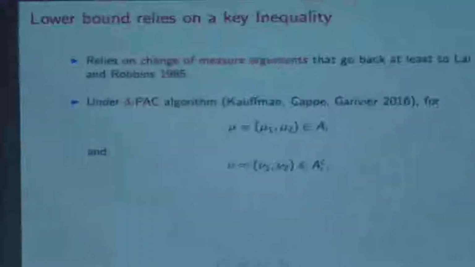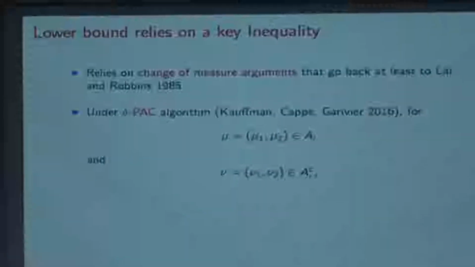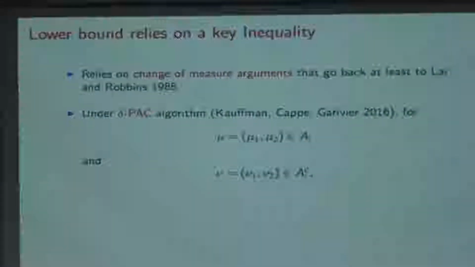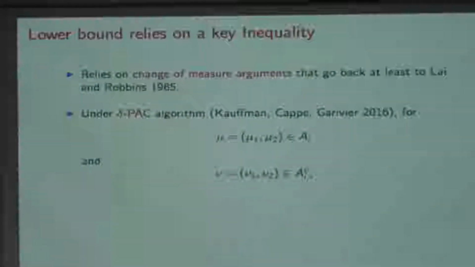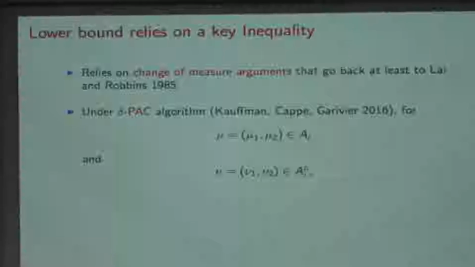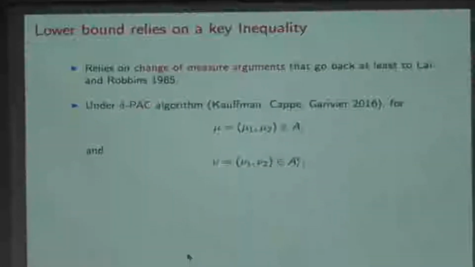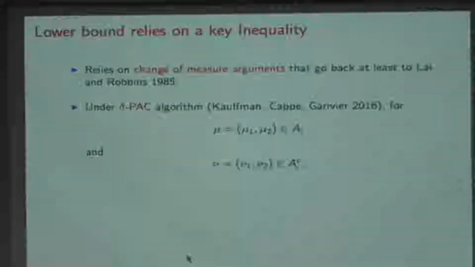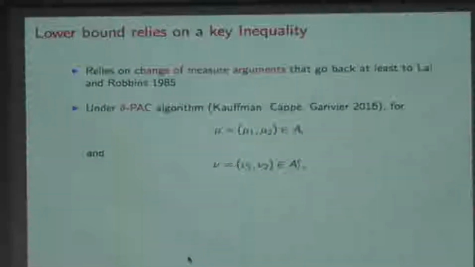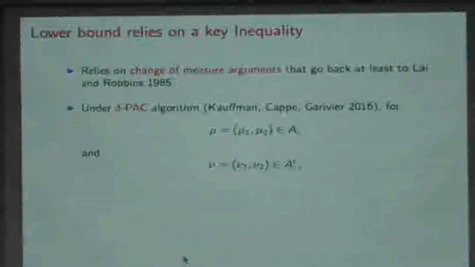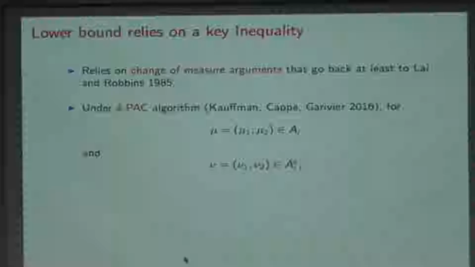So this relies on change of measure arguments that go back to at least Lai and Robbins, but actually go back even to Chernoff and people before that. In testing of hypothesis, these arguments have been around for a while. So my guess is many of you will find these arguments a little complicated if you've not seen these terms before. Have you seen change of measure arguments in probability? Likelihood ratios? Oh, you've seen them. Okay, good.